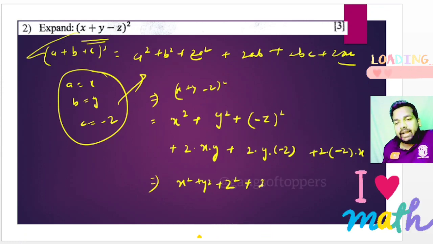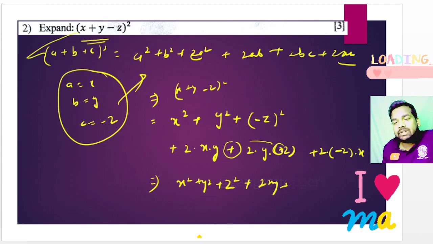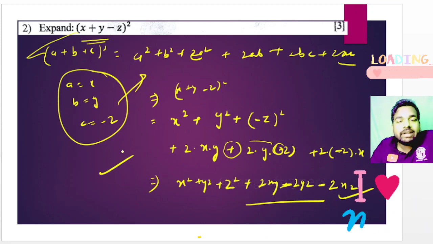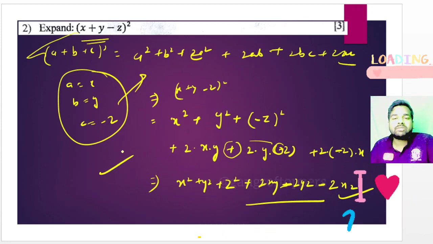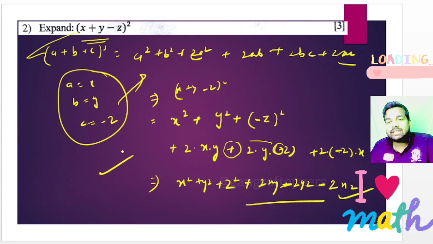And 2xy, and now here it is plus, here is plus, and here it is minus. So plus into minus becomes minus, 2yz, and minus into plus becomes minus, 2xz. The answer we get is x square plus y square plus z square plus 2xy minus 2yz minus 2xz. This is the expanded version of (x plus y minus z) the whole square, and if you write the question this way, you will get full marks.